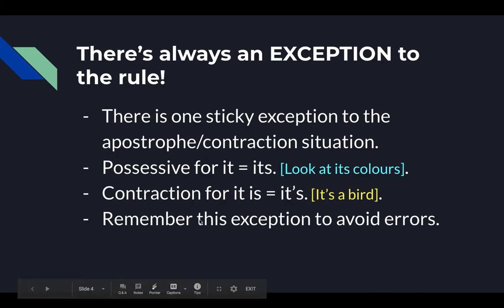Remember this exception to avoid errors in your writing. And what I do, to be honest with you, is I will almost never use the possessive form with the word it, just because if you never use it, you avoid the issue altogether. You will find that sometimes you will want to use the contracted form of it is, and that's fine. You can go ahead and use it. Just remember, you write it like this.